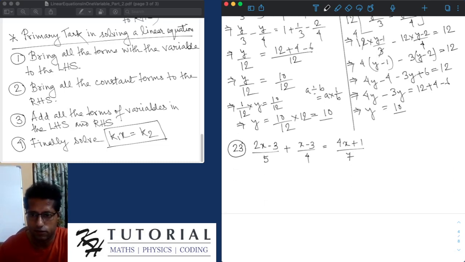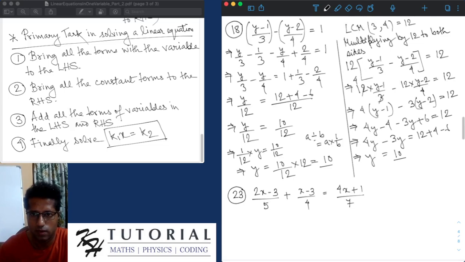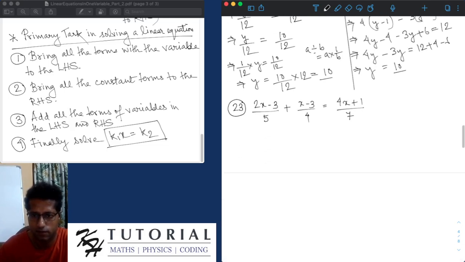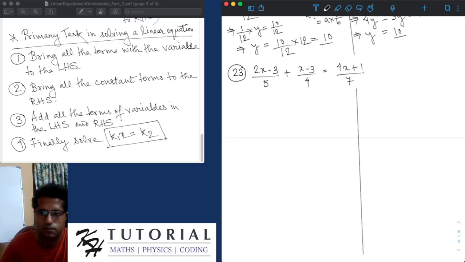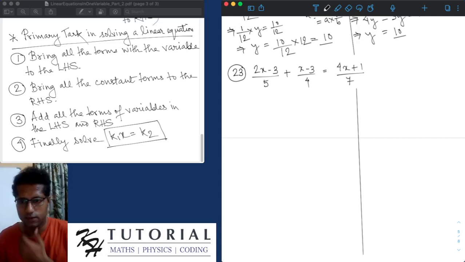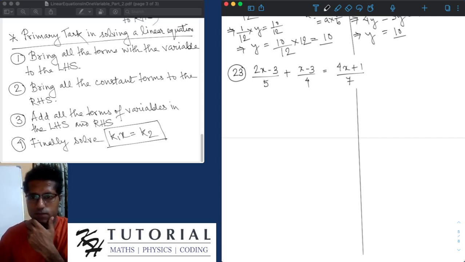Problem number 23 is also similar to 18, but let's do it anyway so that you have a good understanding. Okay. So the usual, straightforward way, I will try to simplify the given equation so that I can clearly separate out the variable terms and the constant terms.